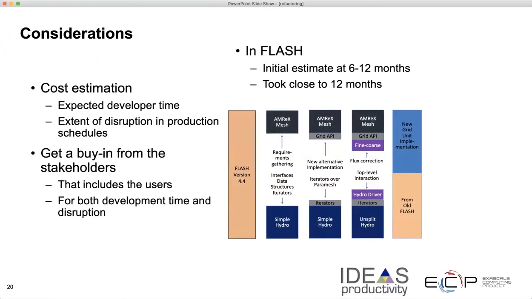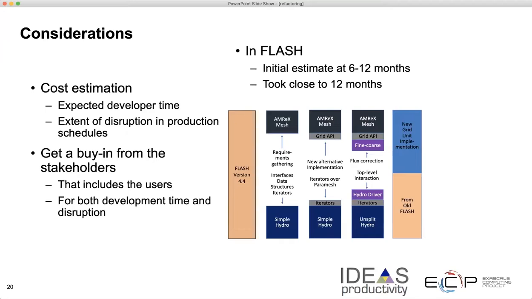So this gives, and I'm going to go into details of all of these various stages that are shown here in this figure. So don't spend too much energy looking at it now. But the considerations that we worked with is the cost estimation in terms of expected developer time. That is the people who are going to be working and actually doing the changes to the code, including the design and implementation. The other thing that we had to worry about was extent of disruption in the production schedules, because this is a live code. People are using it for running their science.